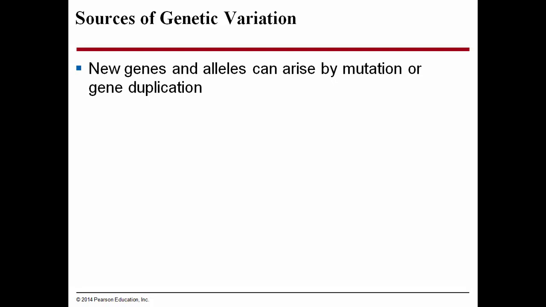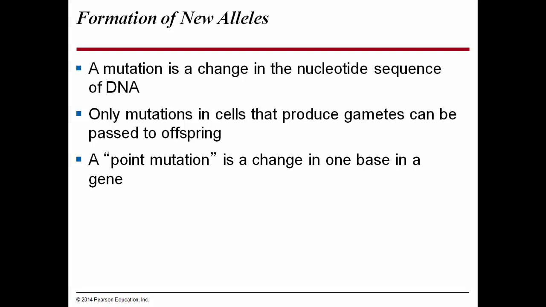New genes and alleles can arise by mutation and gene duplication. A mutation is a change in the nucleotide sequence of the DNA. Only mutations in cells that produce gametes can be passed to offspring. These are known as germline mutations. A point mutation is a change in one base in a gene.